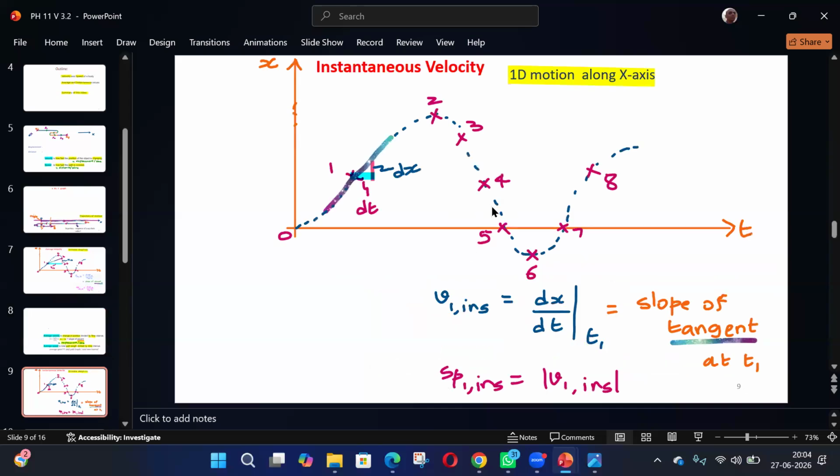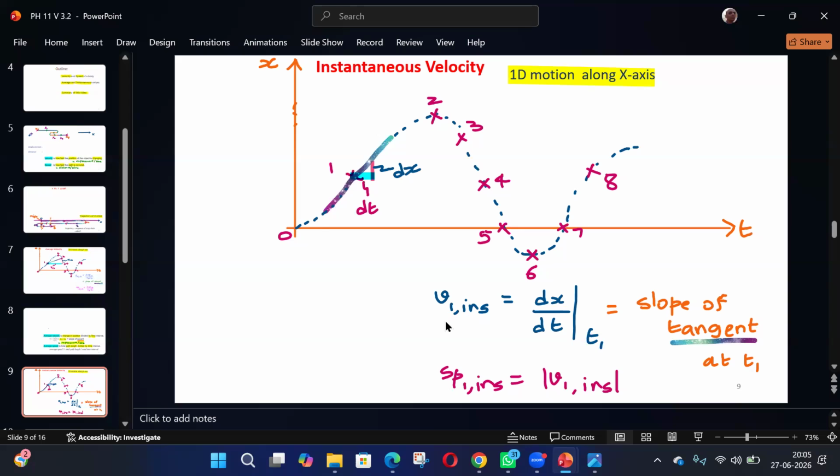Similarly, I can define instantaneous velocity for the same motion that is defined at all instants. So if we take a particular instant t1, I just have to take a small dt at that particular point and the corresponding dx. dt is always positive because time is always increasing. But here, at this particular point 1, dx is positive because when dt is increasing, dx is also increasing. When dt is increasing, I'll reach this point. So corresponding to this point, the dx is positive.